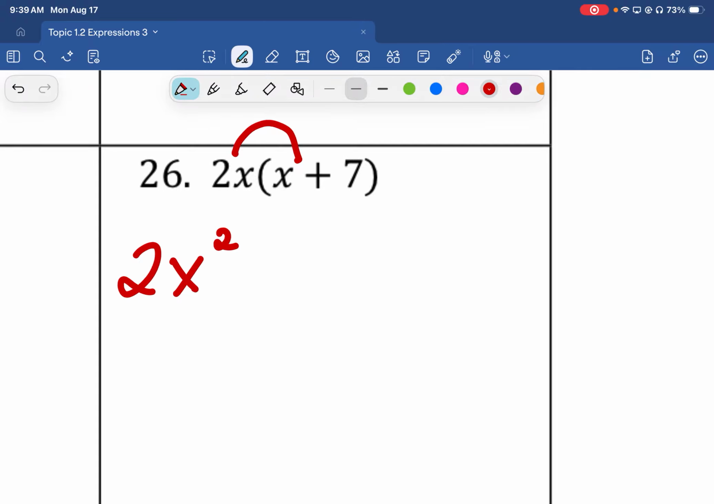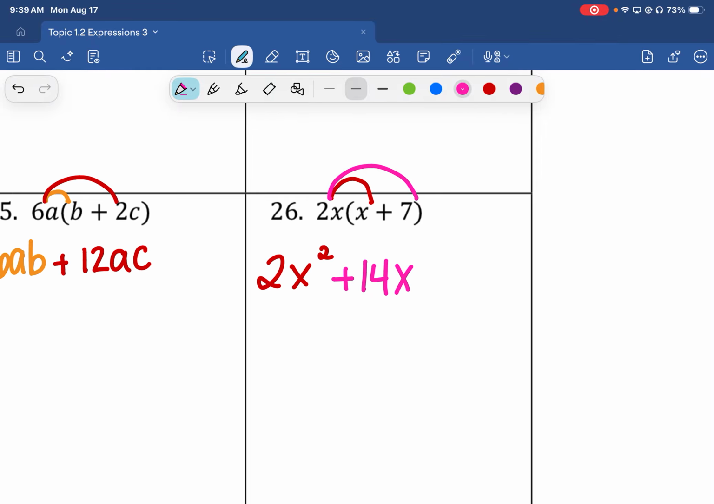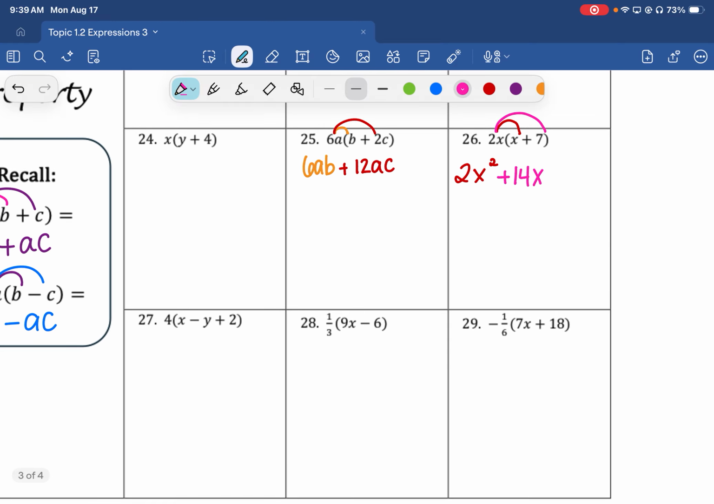Okay. Now, what else do we need to work on here? So 2x times 7 is? 14x. All right. Now we're going to do question 27. We're going to do 27.